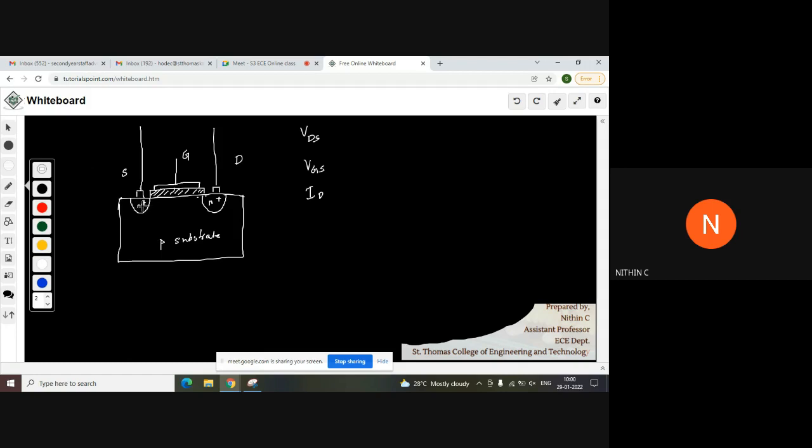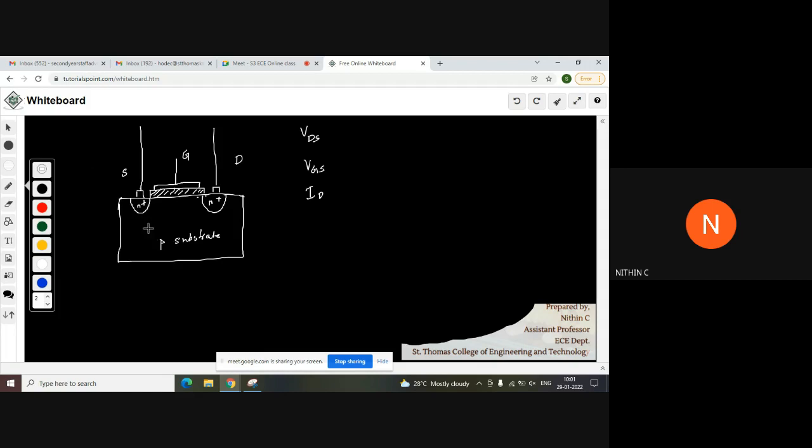What does this indicate? N plus means these two regions are heavily doped. These are heavily doped with negative charges, or heavily doped with pentavalent impurities, you can say, because doping with pentavalent impurities will give you the N-type semiconductor. So here the doping concentration is very high. That's why we are giving it as N plus and N plus.